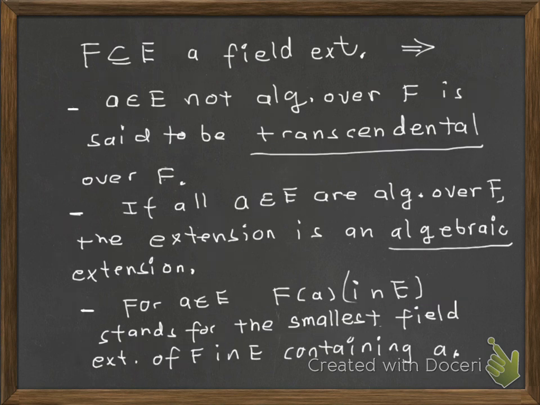Now we continue this discussion. Again, take a field extension. Here's some terminology. We call elements of E that are not algebraic over F transcendental elements. Namely, they're said to be transcendental over F. If all elements of a field extension are algebraic over the base field, we call that field extension an algebraic one.